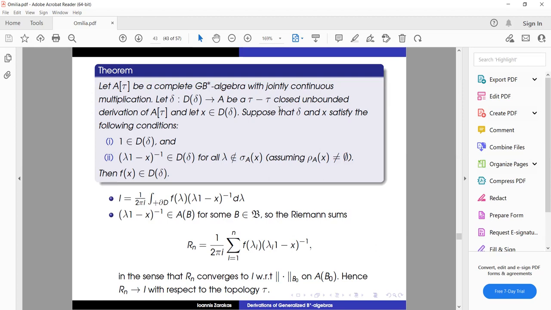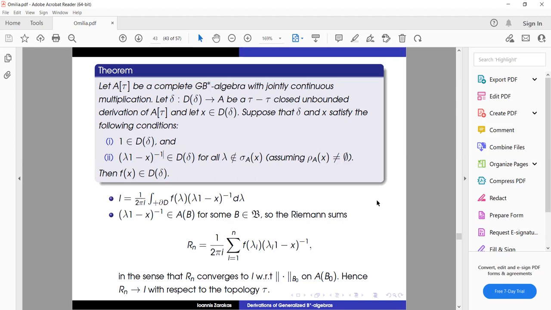And we have obtained this result. This is in another paper that we have, which says that, again, complete Dipster algebra with jointly continuous multiplication, starting with the derivation with closed, possibly unbounded, with densely defined domain, then you are closed under functional calculus, the functional calculus that we described before, if you have these two conditions. First, the unit is inside the domain, and also, inside the domain of definition of your derivation, you have all the inverses lambda 1 minus x for the lambda which are in the resolvent, in the complement of the spectrum of x. Okay. This is something that we obtained.